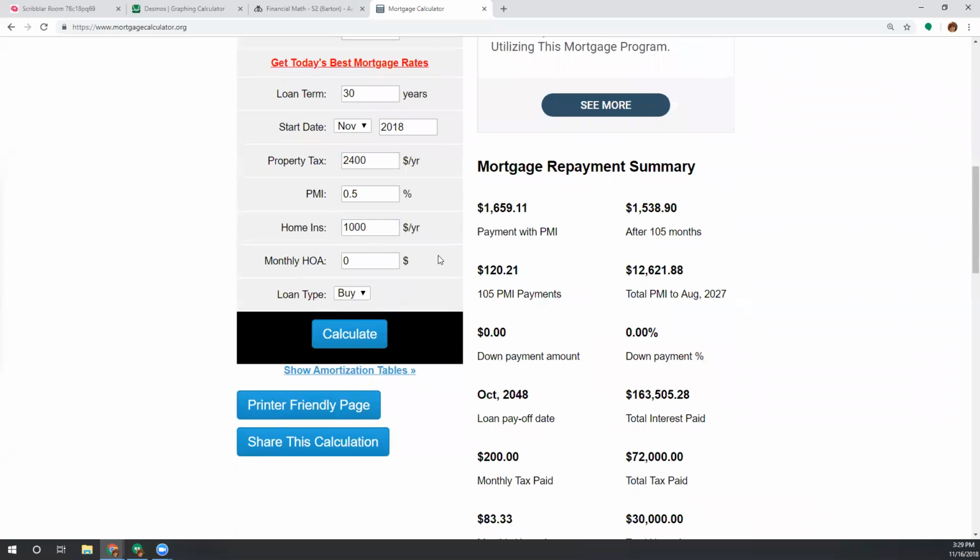So that's how to use that mortgage calculator. That's usually the most confusing part of the financial math semester two, is a lot of people struggle with that mortgage calculator.